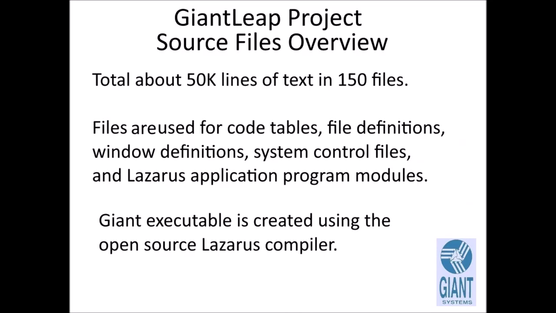In summary, the Giant system totals about 50,000 lines of code in 150 files. It's all text files that are used to define codes, database contents, screen definitions, control files, and the application program itself. Every installation gets their own setup sys file. Some sites may have custom changes to other control files. When that doesn't work, use the open source Lazarus compiler to change the core executable. It's all text files and small enough you can learn to see what's inside.